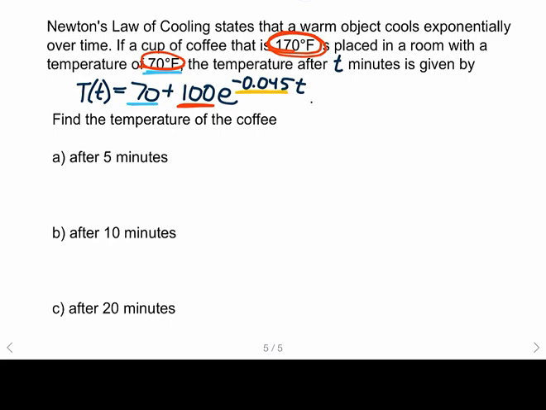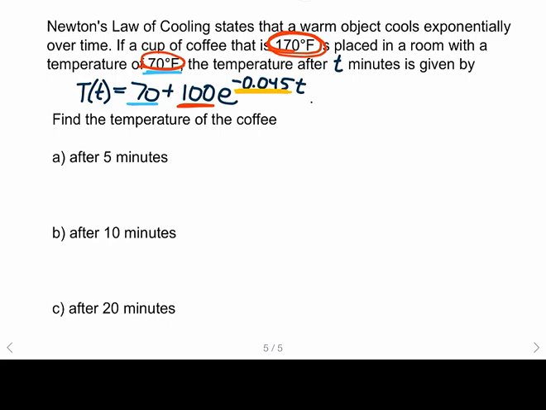That is, in a real world situation, a warm object, a body could be a warm object. A coroner would maybe poke the liver, figure out the temperature. After a while, poke the liver again, figure out the temperature. From that, figure out what the constant would be, the 0.045 in this case. And then could use a formula to figure out when the body stopped breathing. I know, morbid, isn't it?